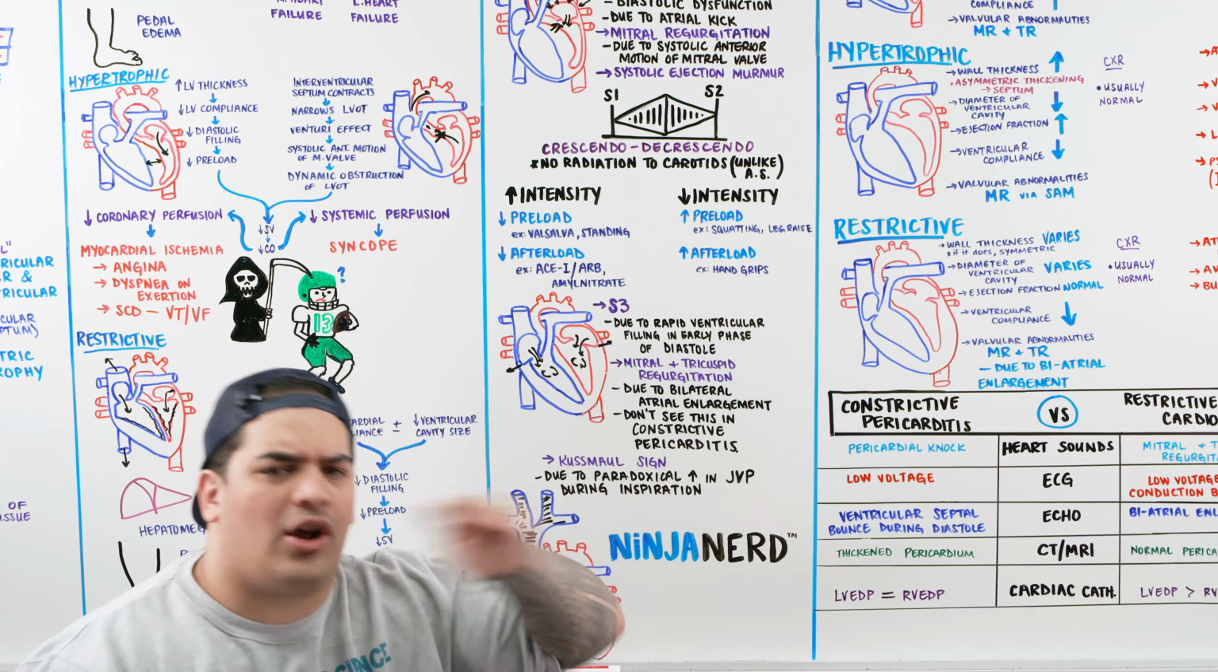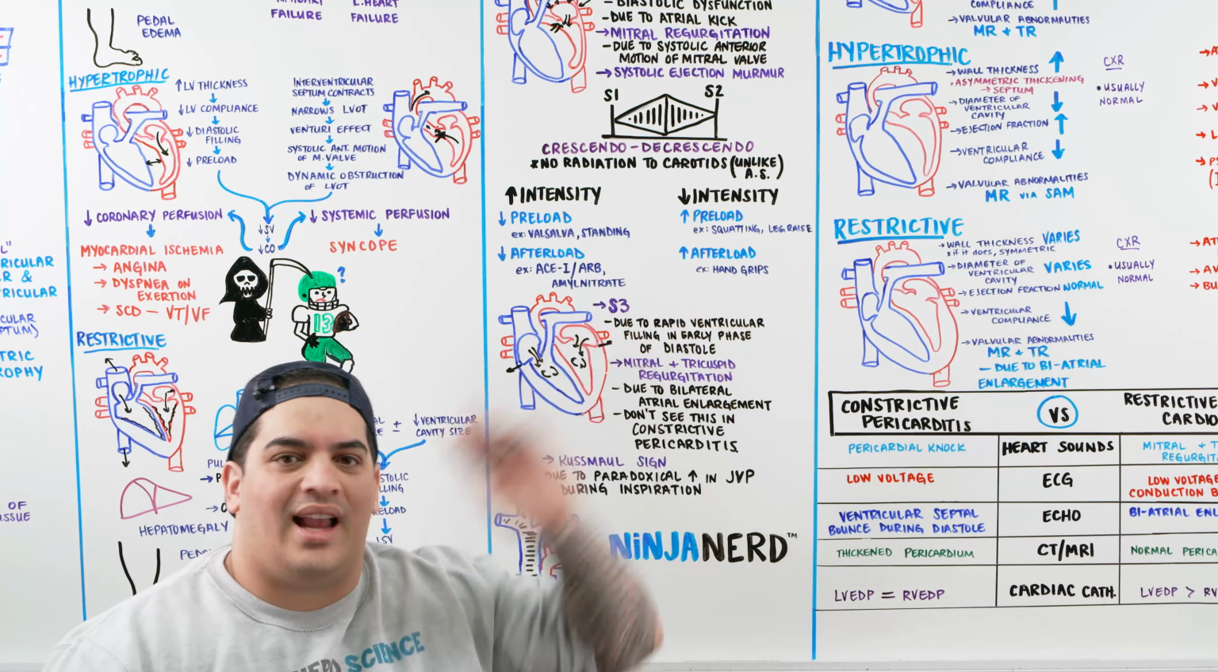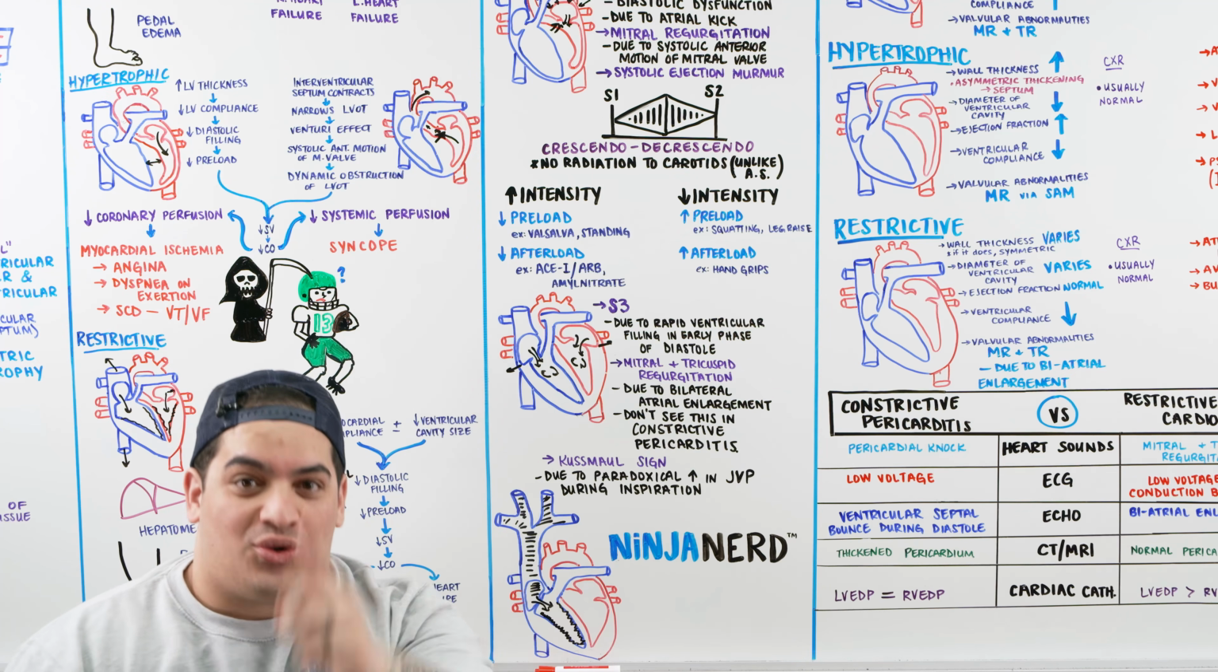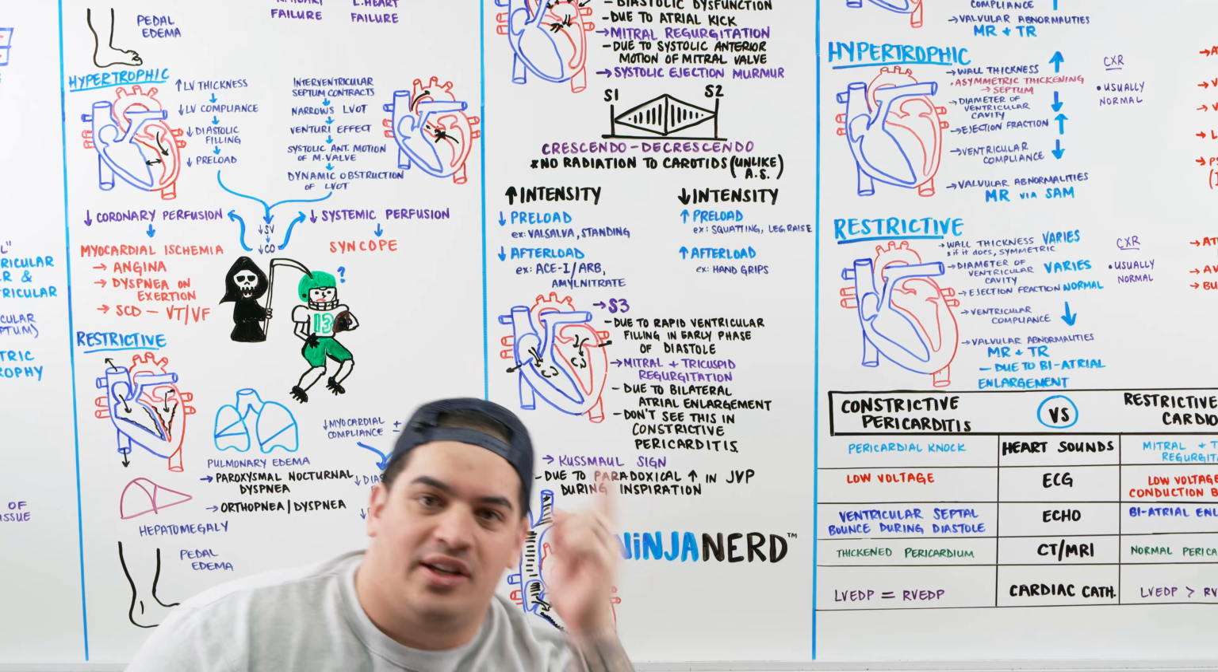Now that we talked about that, we got our heart sounds down, let's talk about the diagnostic differences between these cardiomyopathies and then compare and contrast restrictive cardiomyopathy versus constrictive pericarditis.